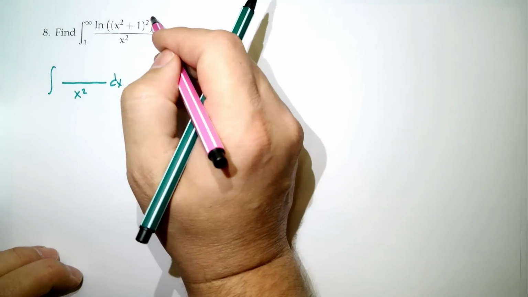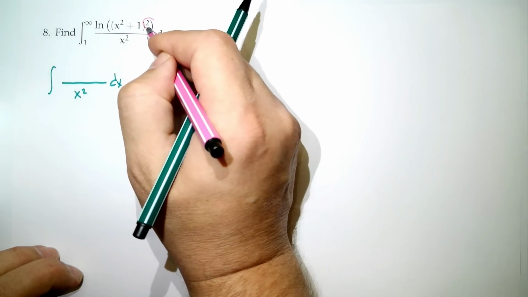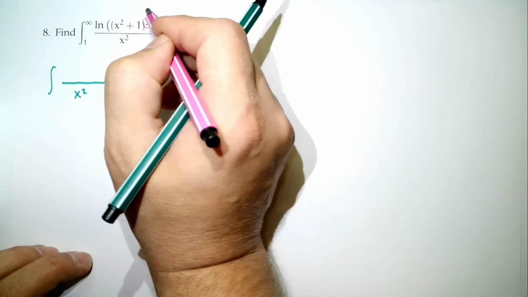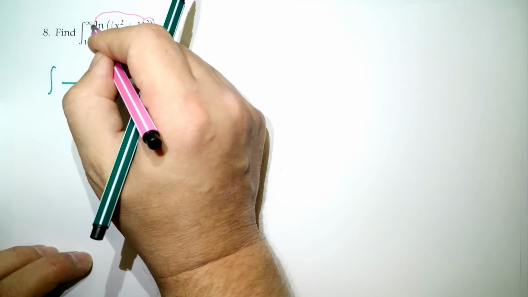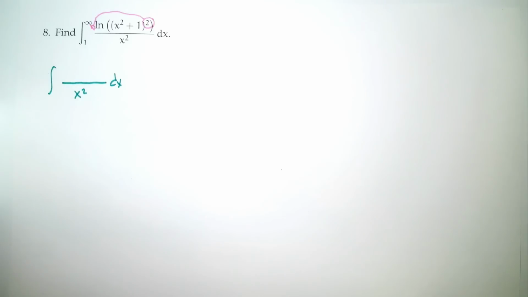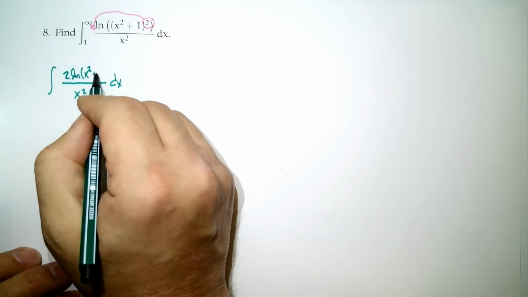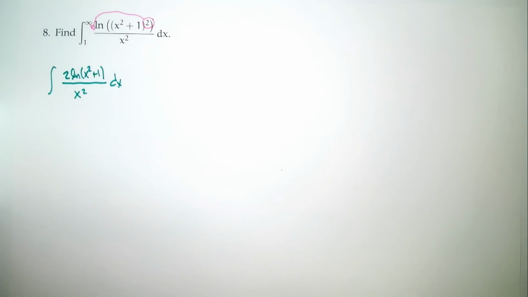And you should always be suspicious when I ask questions like this. The answer is this 2 is inside that log as an exponent. So those can come down. So I can write this as x squared times 2 natural log x squared plus 1. All right. So what technique should we be using on this problem?